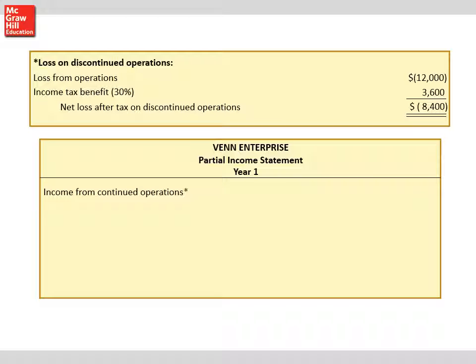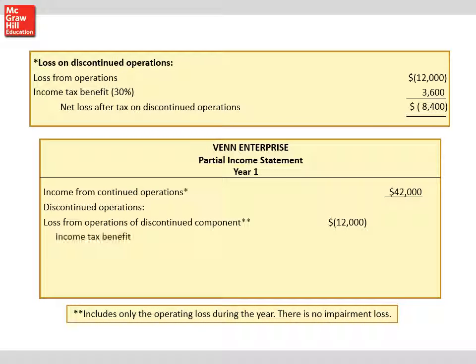Start with your income from continuing operations, $42,000. Then subtract the $8,400 that we just calculated to get net income of $33,600. Now next year, if they sell the division, that's when they'll report the loss on disposal or gain on disposal.